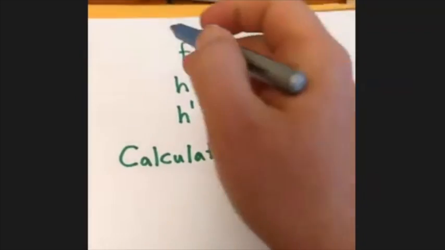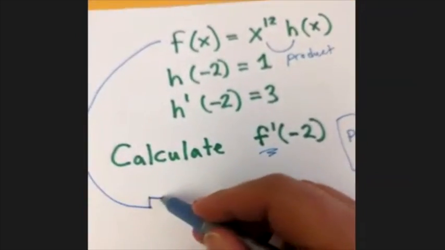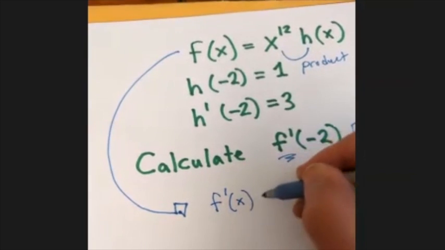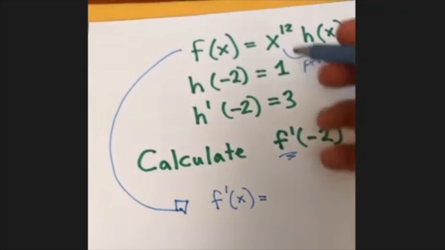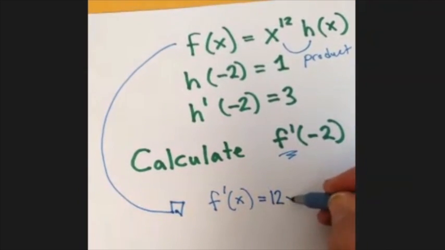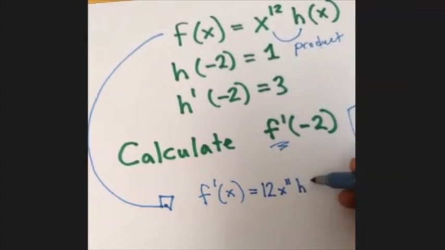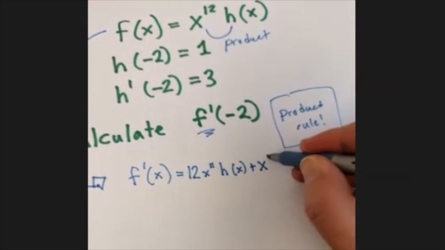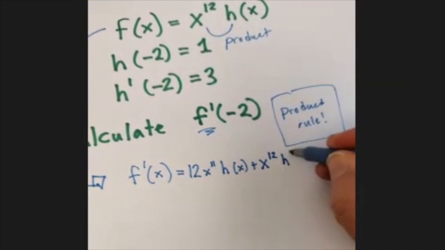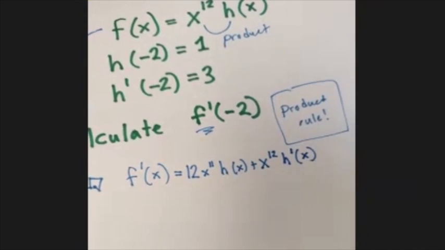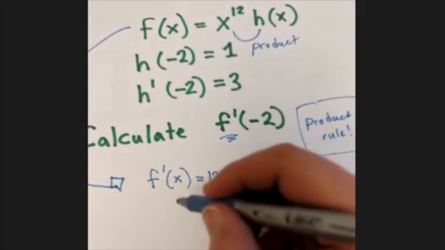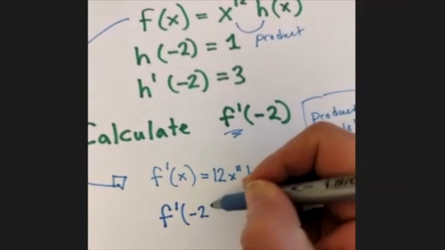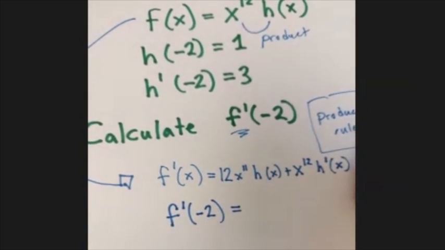In looking at the form of this, when we use product rule, we're going to have f prime of x is equal to the derivative of the first thing times the original of the second thing plus the original of the first thing times the derivative of the second thing. So now that I've calculated f prime of x, f prime of negative 2 will be fairly straightforward.